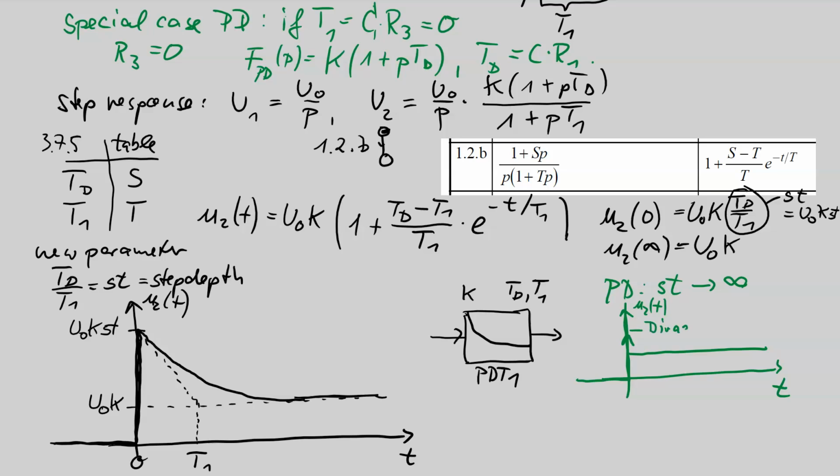The Dirac impulse ends with the unchanged U sub OK here. And how large is the area? The area of this Dirac impulse is U sub OK.